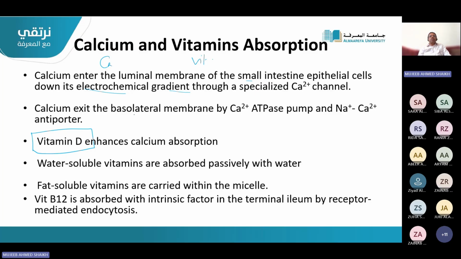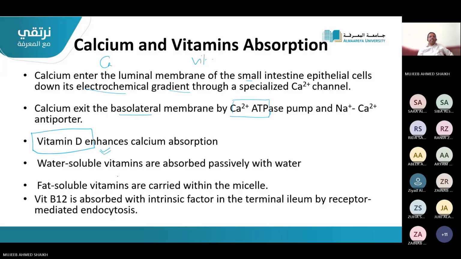Calcium exits the basolateral membrane by a specific channel called the calcium ATPase channel. Same like the sodium potassium ATPase, there is a calcium ATPase pump. Vitamin D will enhance the absorption of calcium. So if you take calcium alone, the absorption will not be maximum. But if you take vitamin D along with calcium, the absorption will be more.